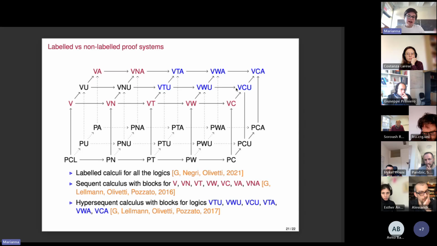So the labels give you modularity. It is possible to do different things that I will not present today. You will lose modularity. You might have a more economic sequent calculus, without so many unreadable rules, but definitely less modular. And there are no non-labeled proof systems for the logics down here, PCL and extensions.